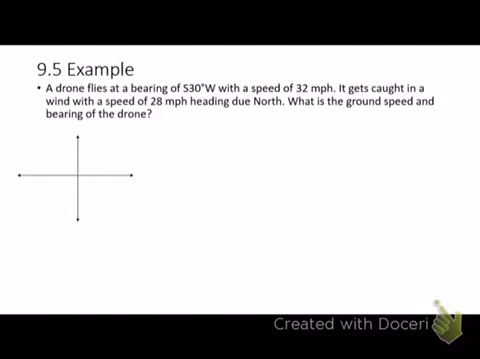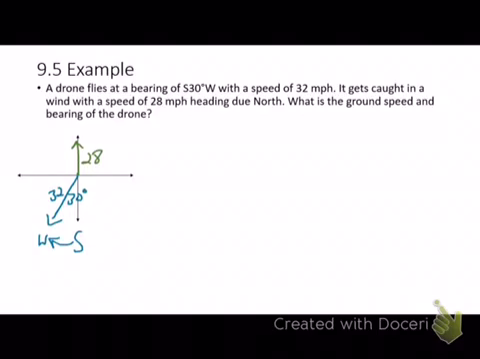Okay, so let's first put in these different vectors. The first one is the drone, and that is going south 30 degrees west. So I started at south and I moved west 30 degrees. And this one has a speed of 32 miles per hour. And then we have the wind, which is blowing at a speed of 28 miles per hour due north. So that means it's going straight up north, and this is 28 miles per hour.